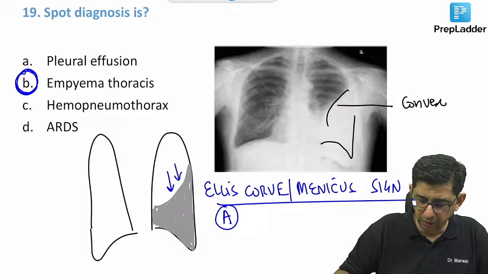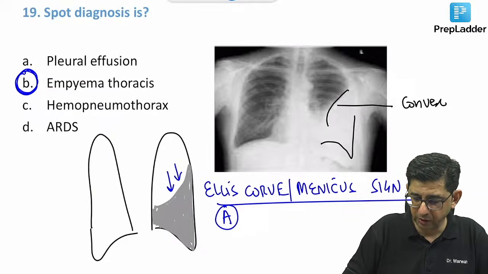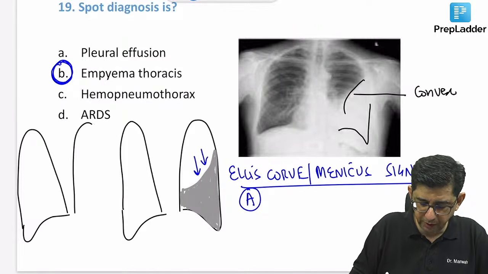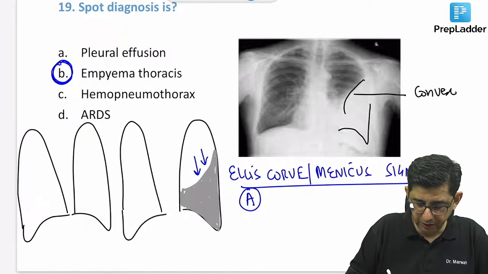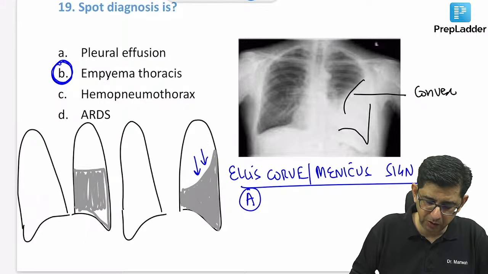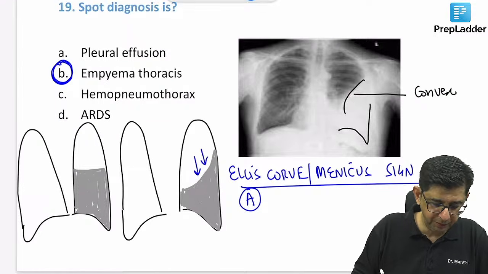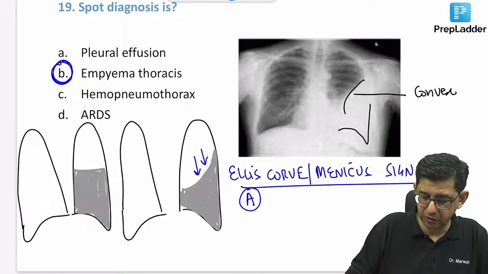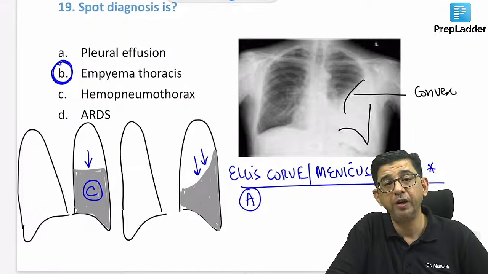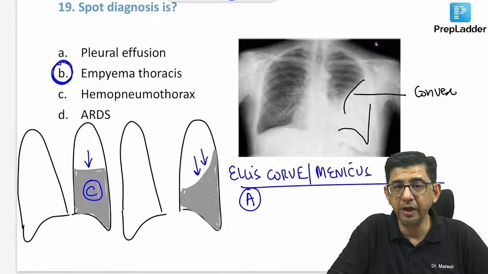And hemopneumothorax, how will it present? That also I can quickly sketch here. For hemopneumothorax, obviously the area will be wide, but then the upper part of that would be a straight line. So I can draw option number C in this question as well, as you can see in this representation. If this is a straight line, then option number C would be the answer. If it is concavity, then option number A is the answer.